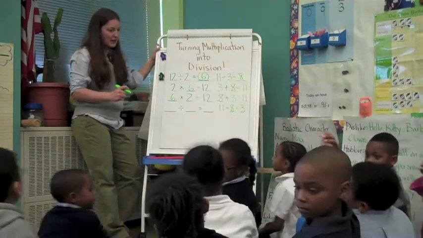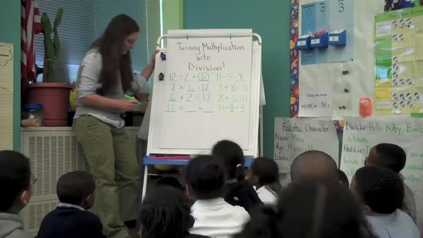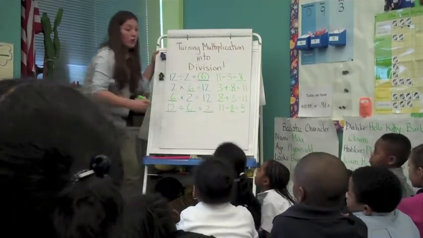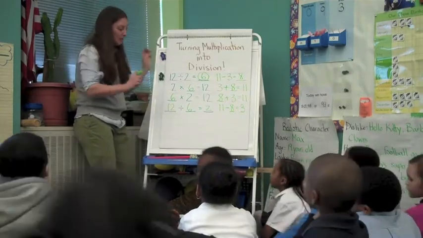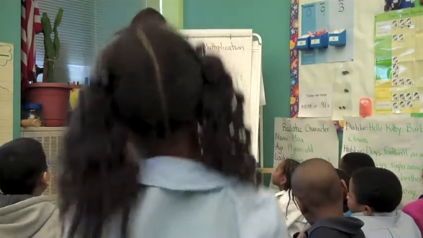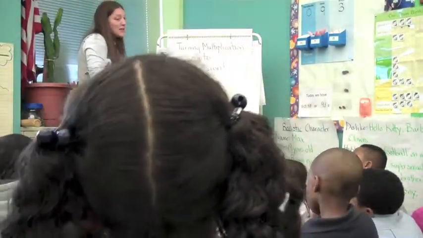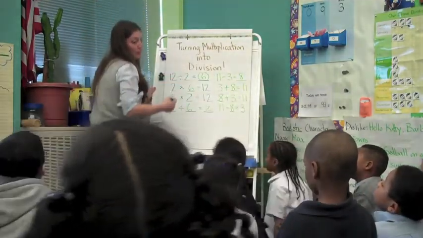Winter, for sitting nicely. 12 divided by 6 equals 2. Dust your shoulder off. Okay. So, I know you guys are super smart, but I want to see if you can do this again.